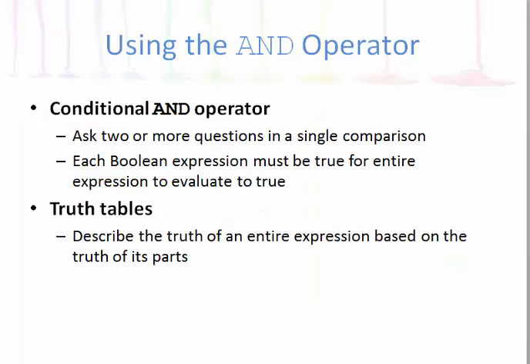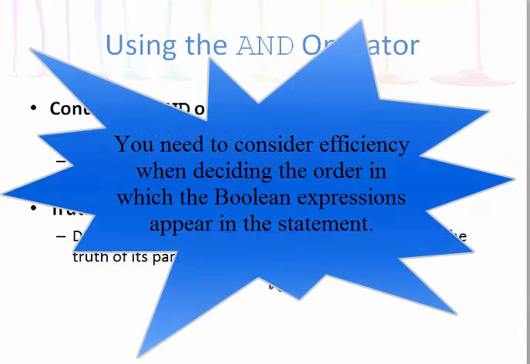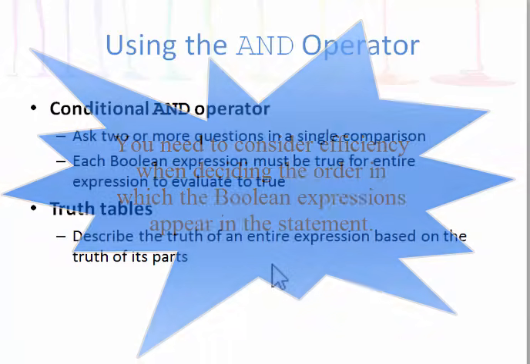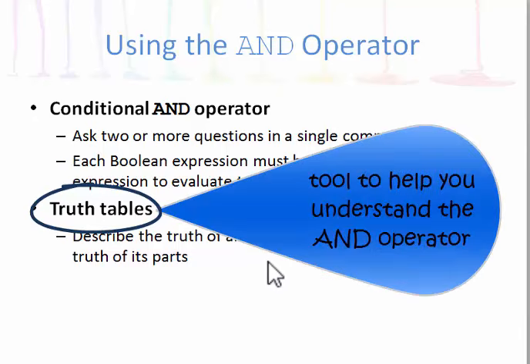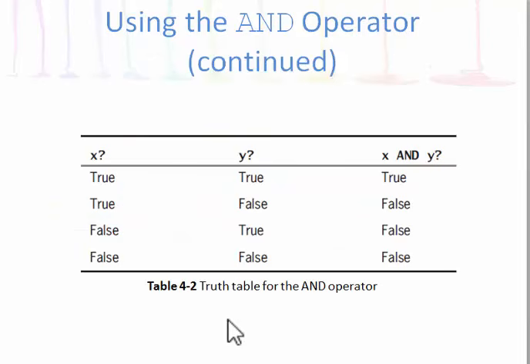To do the testing of whether the expression is going to be true, we use truth tables. And this describes the truth of an entire expression based on the truth of its parts. I need to remind you that you need to consider efficiency when deciding the order in which the Boolean expressions appear in the statement. So truth tables is basically a tool to help you understand the AND operator, which we use in maths and logic. And it looks like this. We're going to ask the first question. If it is true, then we move on to the next question.